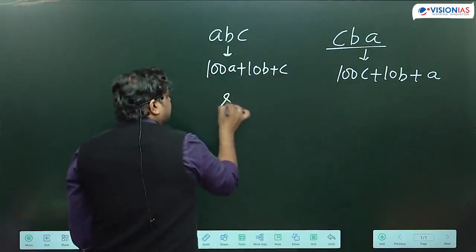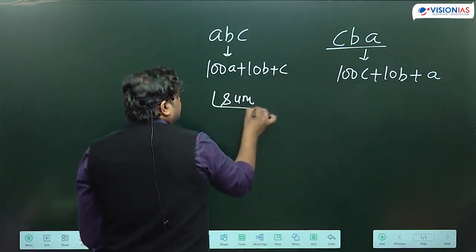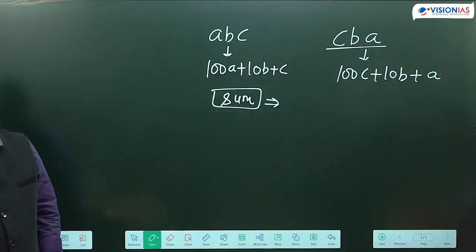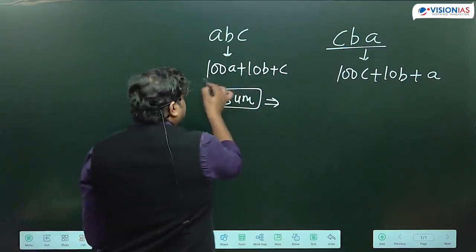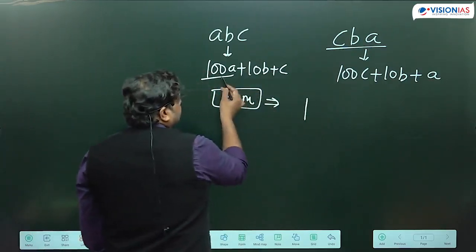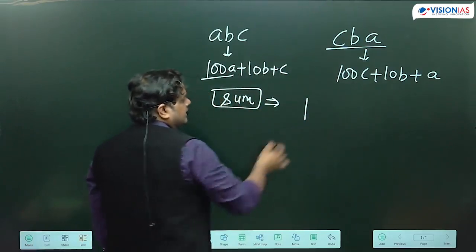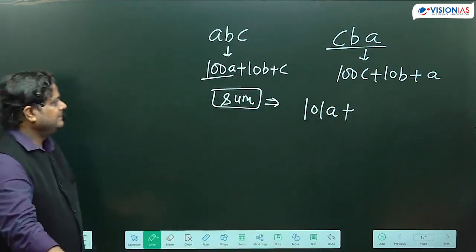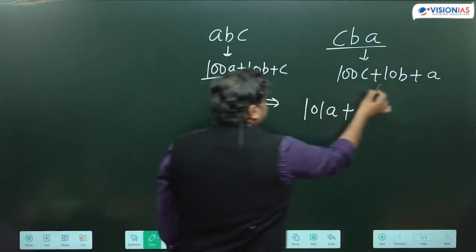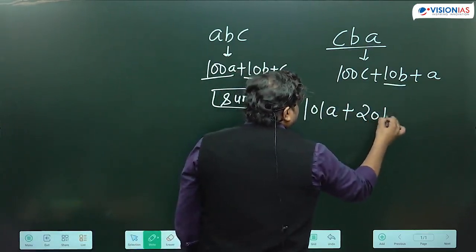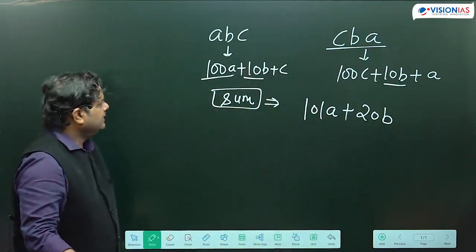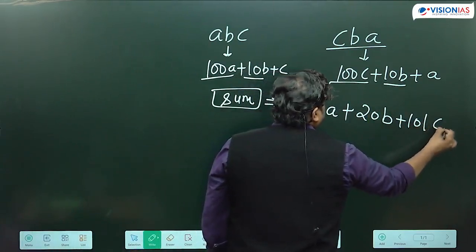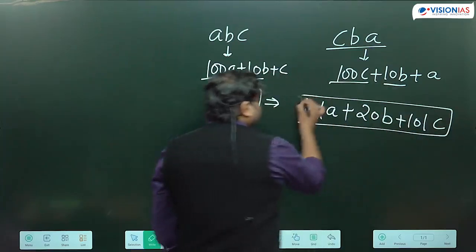If we take the sum of these values, then what are we going to get? How much will we get? 100A plus A, 101A plus 10B plus 10B, 20B, C plus 100C, 101C. Are we getting anything out of it?